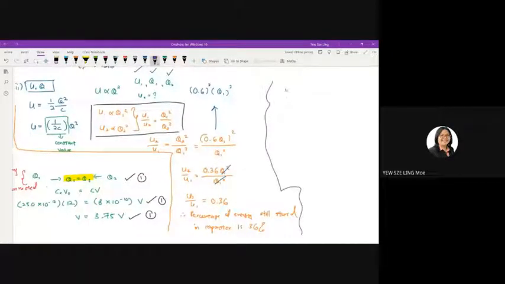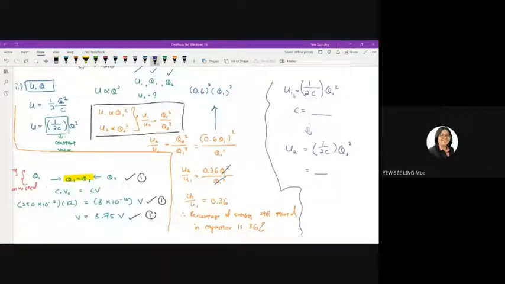So the second method, you can use U1 equals 1 over 2C Q1 squared. Now, you can use this equation to calculate the value of capacitance first. And then you substitute it into the second equation, U2 equals 1 over 2C Q2 squared. From here, you then calculate the value of U2. Then after that, you calculate the percentage.